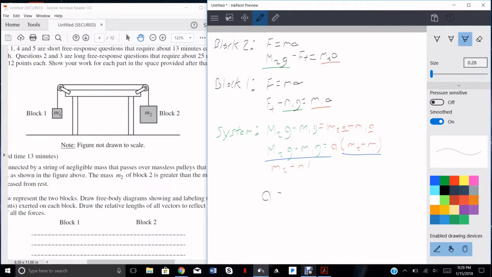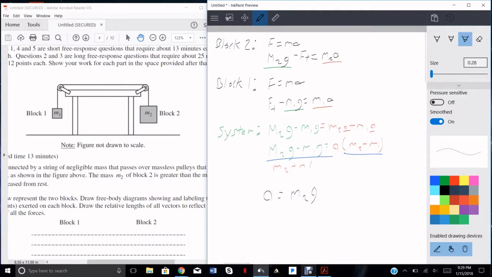A, acceleration of block 2, is equal to m2 times gravity minus m1 times gravity over mass 2 plus mass 1.